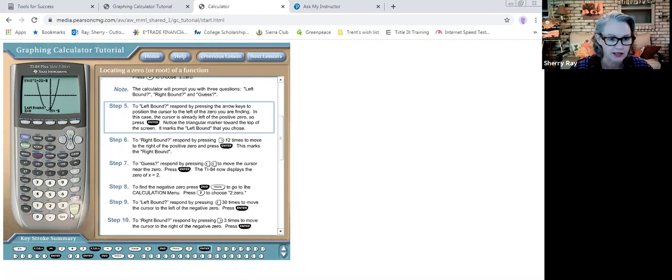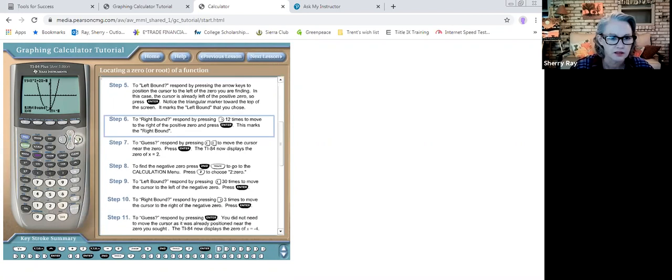And for your left bound, I guess it's finding the x-intercept over on the far right. So I'm just going to hit enter because I'm to the left of the x-intercept that looks like it's going through positive 2. And then I'm going to move to the right.